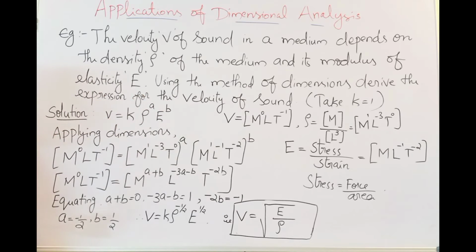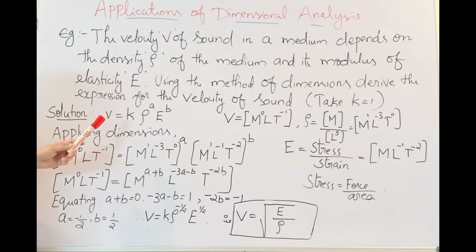That is the constant. So here what we have to find? The velocity v of the sound. So we have to find the expression for the velocity v of sound. And the quantities that the velocity of sound depends on are density rho and modulus of elasticity E. Okay, so how can we apply the method of dimensions for finding the expression?